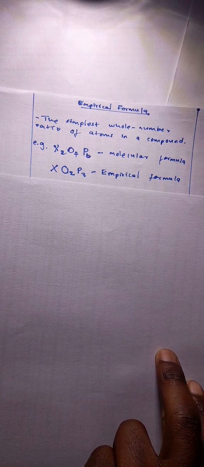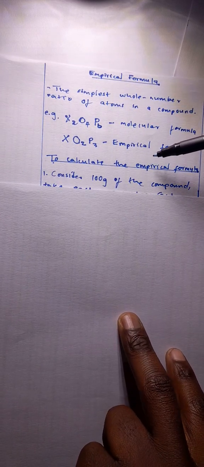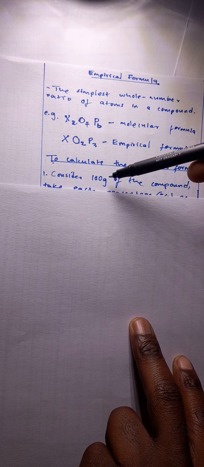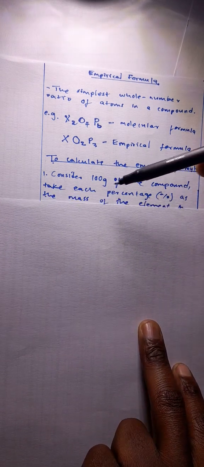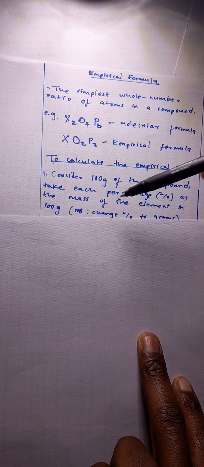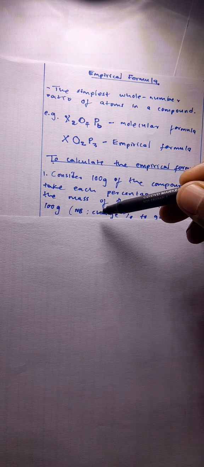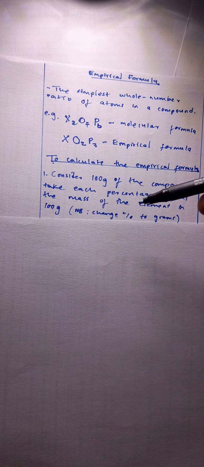So, how do we calculate the empirical formula? To calculate the empirical formula, you consider 100 grams of the compound. Take each percentage as the mass of the element in 100 grams. So they are going to probably give you percentages, 50% of these, 25% of these. You change that to grams, so instead of 50%, you write 50 grams so that you can find the number of moles.